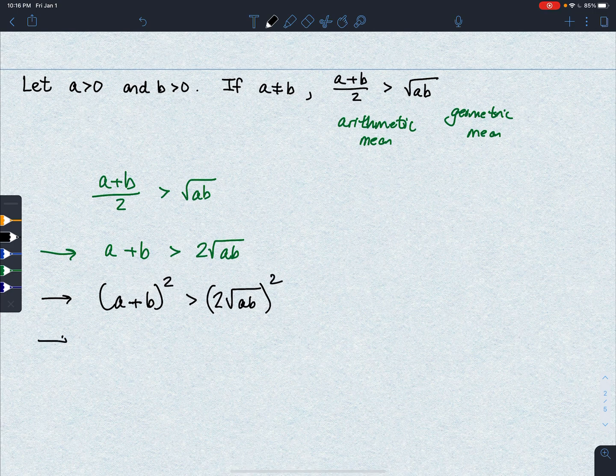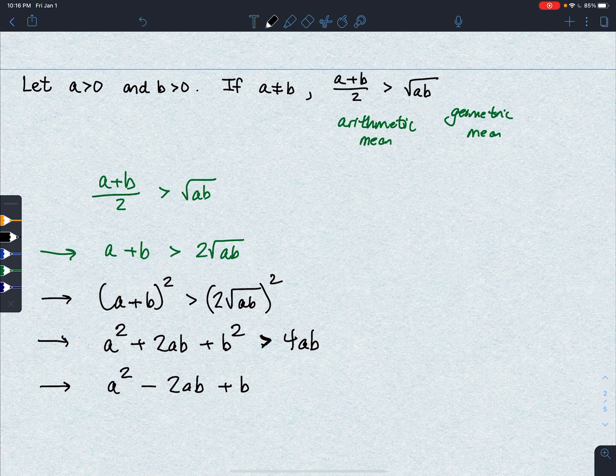And what we end up with, after doing some algebra, is a squared plus 2ab plus b squared is greater than 4ab. Interestingly enough, we have like terms, so we should probably bring them to one side. That gives me a squared minus 2ab plus b squared, because I have 2ab minus 4ab. Now we're thinking, where do I go from here? Well, remember, the left-hand side factors into (a minus b) squared. That's interesting, because that's going to be the ticket.